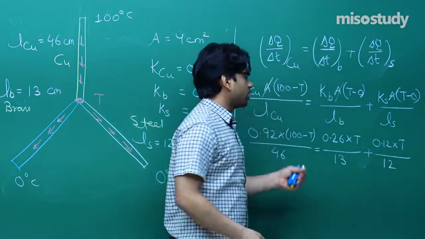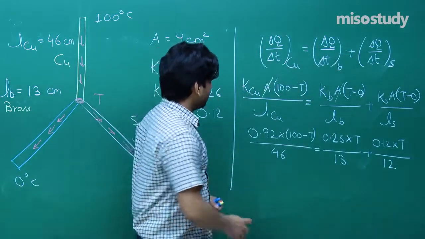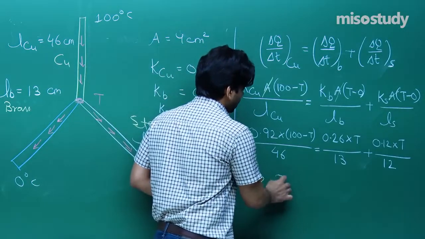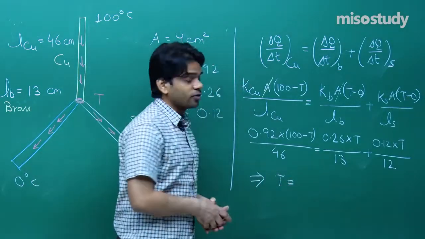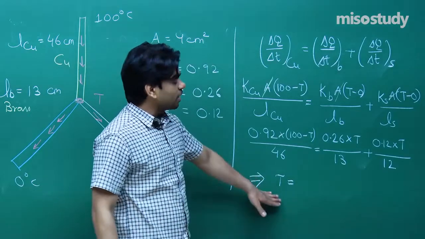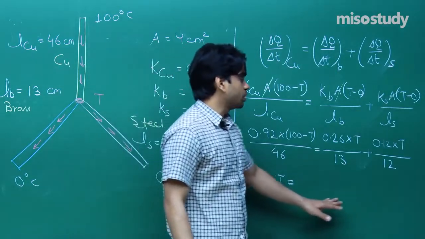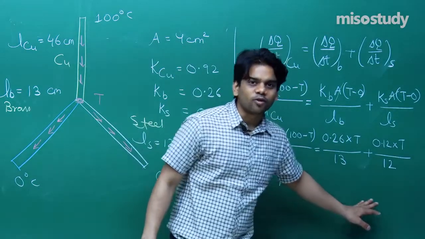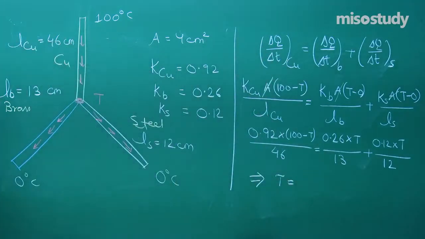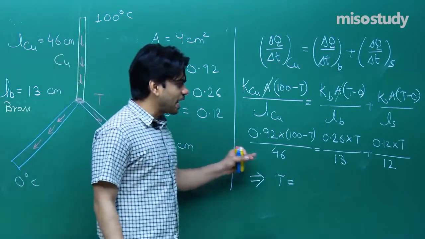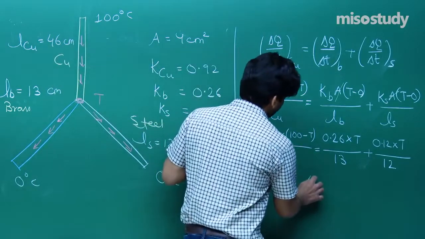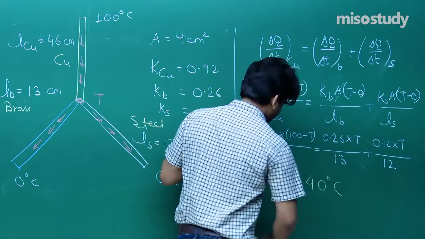All in the CGS system, we have already put up the units. From here you can obtain the value of temperature. Only the calculation portion is left. So before finding the value of temperature, let me wipe the board. You take note till here and let me get the value of temperature. I know that most of you can evaluate this calculation portion. That's not a big problem. Temperature will come out to be 40 degrees Celsius.